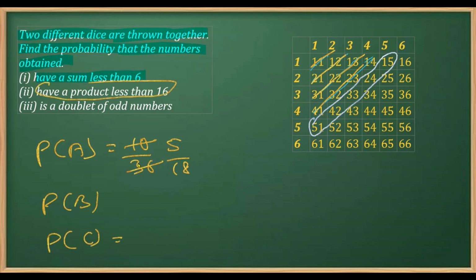Have a product less than 16. So let's see which product will give you 16. 4 into 4 is 16. So what I'm going to do, I'll go for these numbers. These are big and their product, you can see, they cannot give you a product of 16.